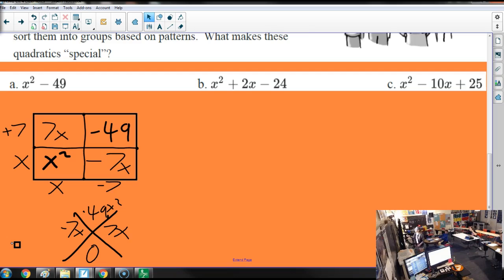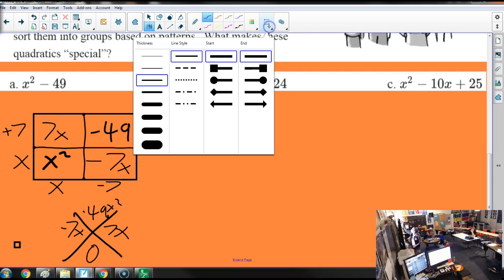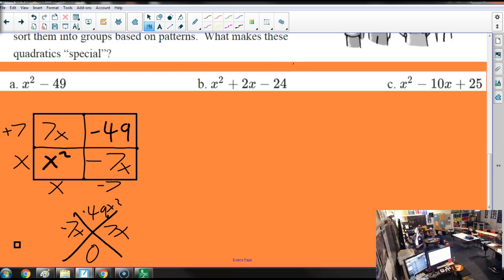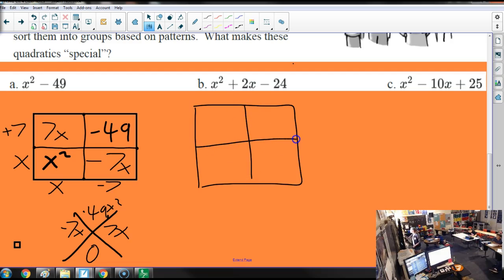Move that over there. So A, if you're dying to know what it is, which I don't think any of us are, is a difference of squares, is what we call that, where the B value is missing. Because 49 is a perfect square, except for the fact that it's negative, which is why we call it a difference of squares. So now, we always fill in those diagonals first.